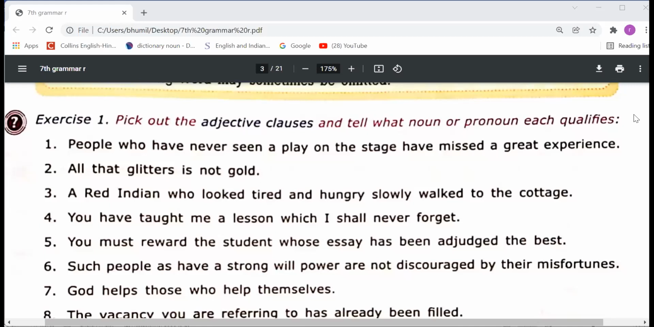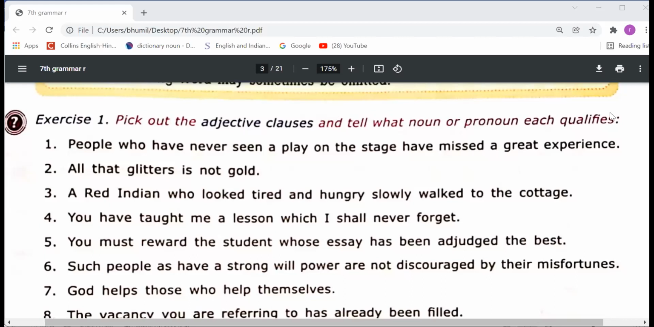And what is this part describing? Which word is this clause telling us about? Which I shall never forget, what will he never forget? You have taught me a lesson. It is telling about the lesson. So this part, which I shall never forget, is our adjective clause, and whom is it describing? The word a lesson. Very good, okay, you have given the right answer. Good.